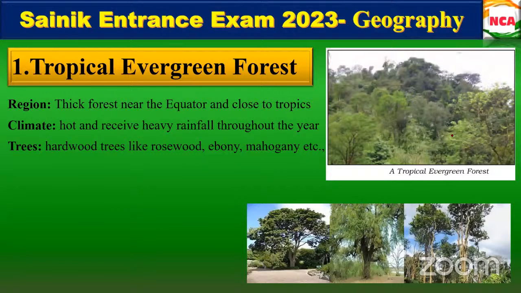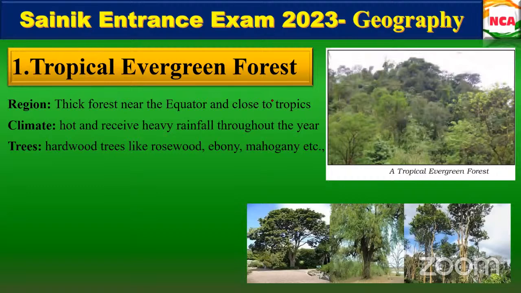Rosewood, ebony, and mahogany are a few examples of hardwood trees. So these trees are used for what? Any idea? These types of trees are used for furniture and all, because of their thick logs. Is that clear, Priyadarshini? Yes, ma'am. Yes, fine, good. So we have seen this tropical evergreen forest in the last class itself.